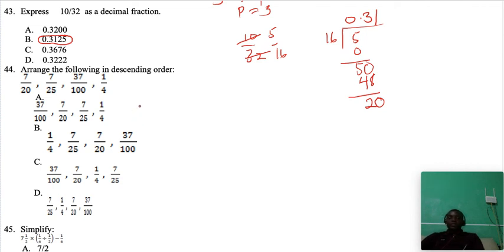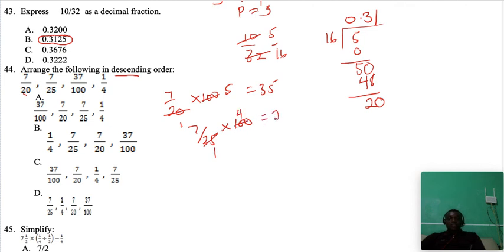Question 44. We are to arrange in descending order. So descending means from the highest to the lowest. This one we can change to percentage, which is easier. 7 over 20 times 100. So 20 here, 1. 20 here, 5. So we get 35. Then come to the next one. 7 over 25 times 100. So 25 here, 1. 25 here, 4. So we get 7 times 4 is 28. Then we come to the next one. 37 over 100 times 100 will give us 37. Then 1 over 4 times 100, 4 here, 1, 4 here, 25, will give us 25.